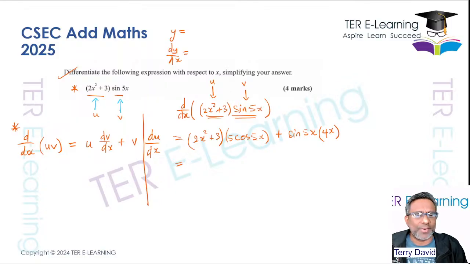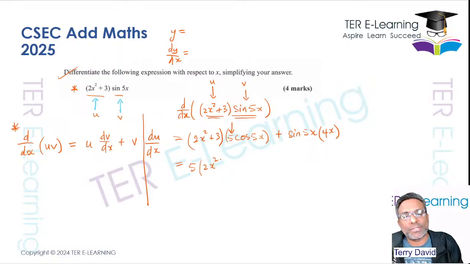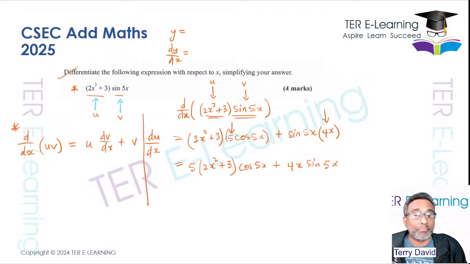Sometimes you can simplify. In this case here, I don't like to see the 5 in the middle here. So I'm going to put this as 5, open brackets, 2x squared plus 3, cosine 5x, and we're going to write the 4x in front. So this is going to be plus 4x sine 5x. So what I'm using here is something called my product rule for differentiation.